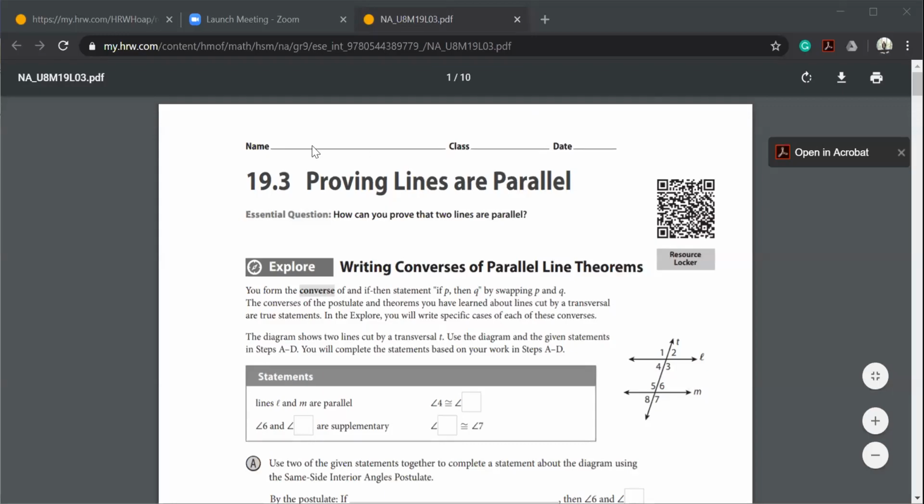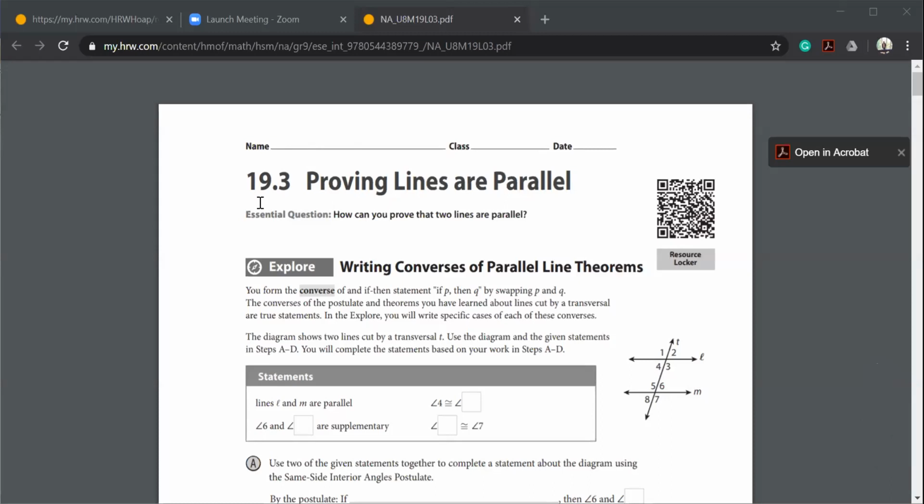Okay, today we are going to be revising lesson 19.3, proving lines are parallel. We said that this lesson is the opposite of the previous lesson. In the previous lesson, we took some theorems which began with "if the lines are parallel, then" whatever will happen. The corresponding angles will be equal, the alternate interior angles will be equal, the same side postulate, and these things. In this lesson, you are doing the opposite.